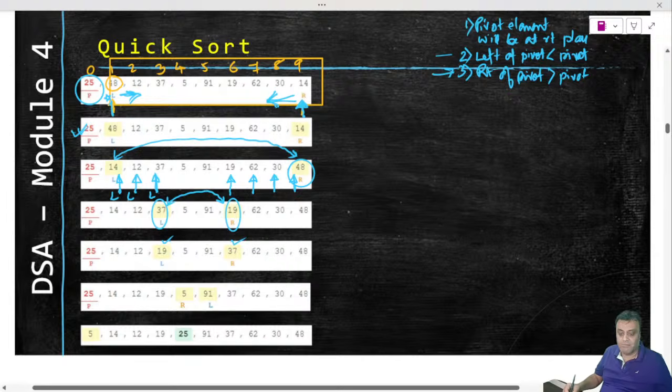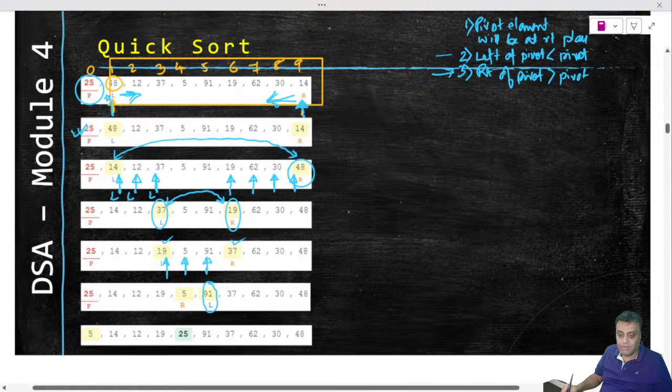After this, what will happen is the left pointer, which is at 19, this left pointer will see that it has to move forward because 19 is less than 25. So it will move forward here. 19 is less than 25, so it moves forward to 5. 5 is less than 25. It moves forward to 91 and it stops there because 91 is not less than 25.